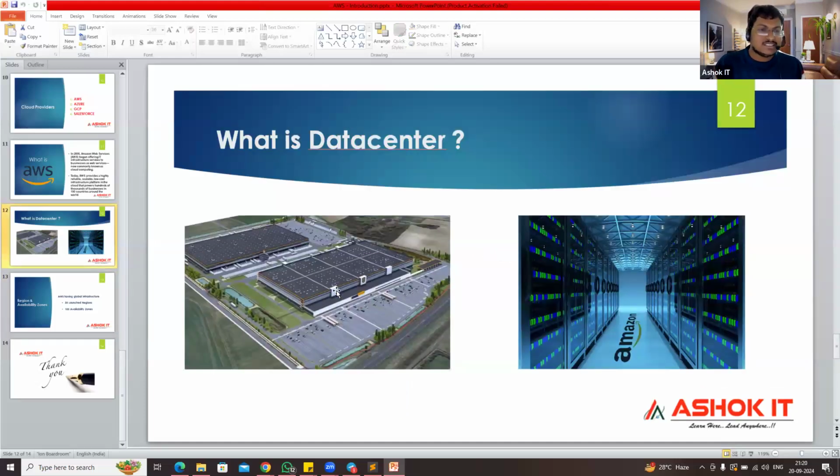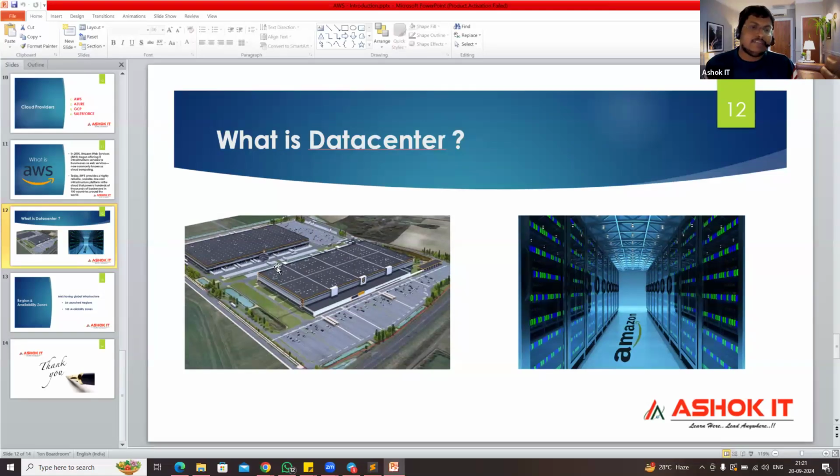Okay, so this is a building. This is a big building, a big room where AWS maintains their servers. From that building, AWS does the business and gives the infrastructure to other companies on a pay-as-you-go model. So AWS has a data center. What is the meaning of data center? A data center is nothing but a server room.